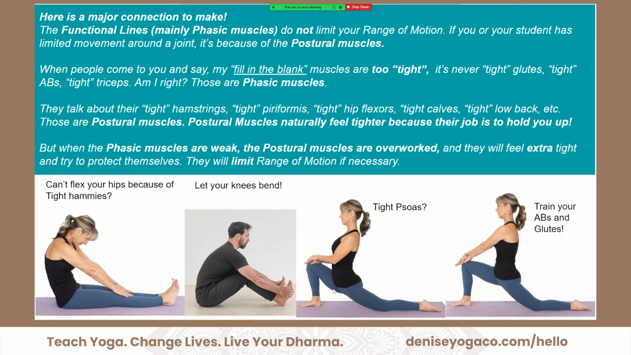If your phasic muscles are not helping out, these ones are going to get tighter and more over-recruited. They're going to feel tighter. I don't mean that they're actually tighter or shorter or anything, even though you'll see these words used, but that's just not an accurate way to express it. They're more tonic, right? They've got a higher tone, and they feel tight. That's what the sensation is like. It's going to restrict your movement. Okay, so when the phasic muscles are weak, the postural muscles get overworked, and then they feel extra tight. And they try to protect themselves. So that's what the nervous system is doing.